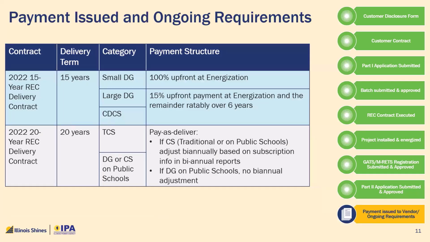Following Part 2 verification, the first REC invoice will be generated by the program administrator. We generate these on a quarterly basis according to the invoicing cycle in the REC contract. The approved vendor will review the invoice that is generated and then submit it to the utility for payment. For systems larger than 5 kilowatts, the first REC must be delivered within 90 days of when the system is Part 2 verified. Systems less than or equal to 5 kilowatts must deliver the first REC within 180 days of when the system is Part 2 verified.